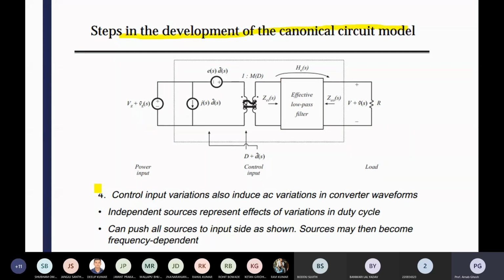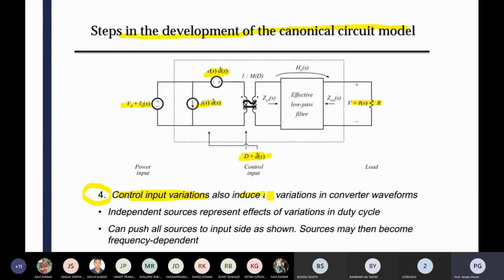Then you can consider the steps in development of the canonical form. The last step is related to your control input variation. From here you can understand that these are all average values, now calculated from your previous calculations. I think you are able to understand how to get it. You can cross check it by calculating in your classwork copy, so you can recheck how it is coming.